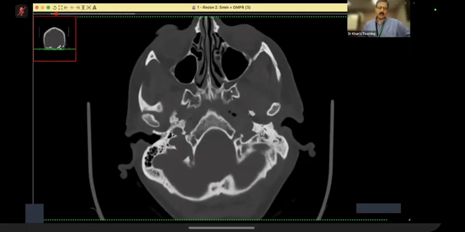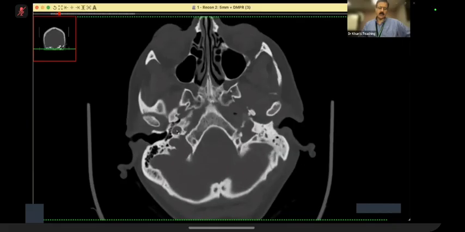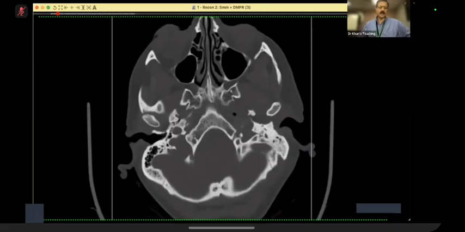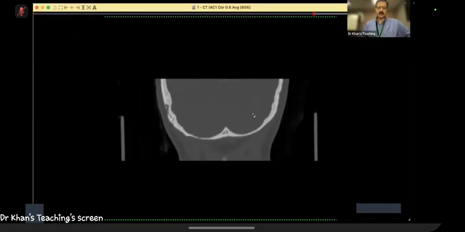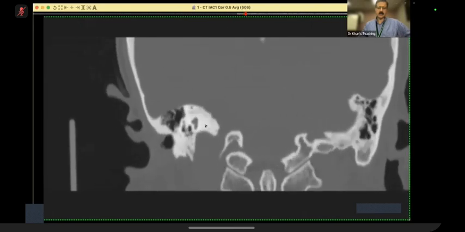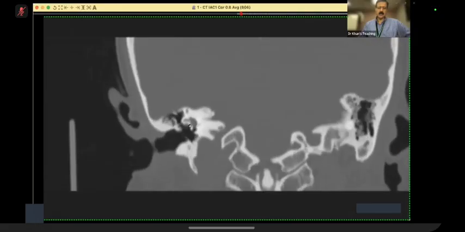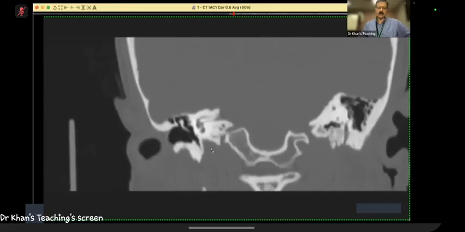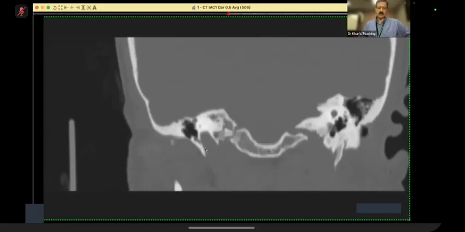But then we go inferiorly, and we can see what we call the jugular foramen. And this is a coronal. And we can see this. This is the lateral semicircular canal. This is the cochlea. This is the middle ear cavity. And here is the jugular foramen.